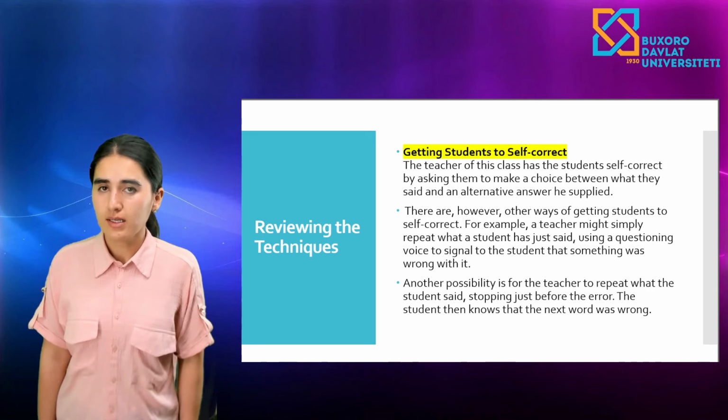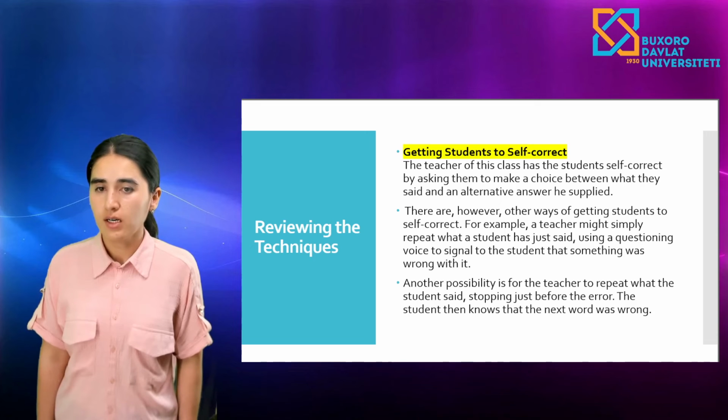And another technique of this method is getting students to self-correct, and it's one of the most important techniques of the direct method. First of all, there are several types of self-correction. The first is that the teacher of the class has the student self-correct by asking them to make a choice between what they said and an alternative answer.